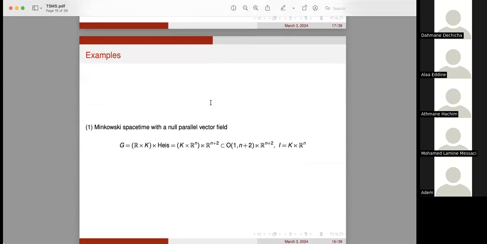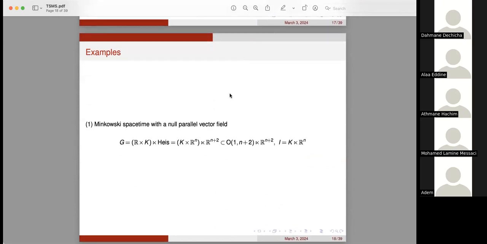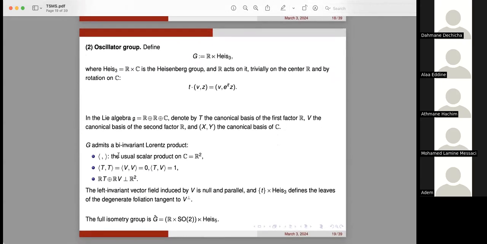Okay, so examples. A trivial example is just Minkowski spacetime, on which I consider a null parallel vector field. So the subgroup of the isometry group preserving a null parallel vector field, if I compute, is exactly this one, where K here is the whole group O(n). Well, I will come back to this example later, so let me skip this.